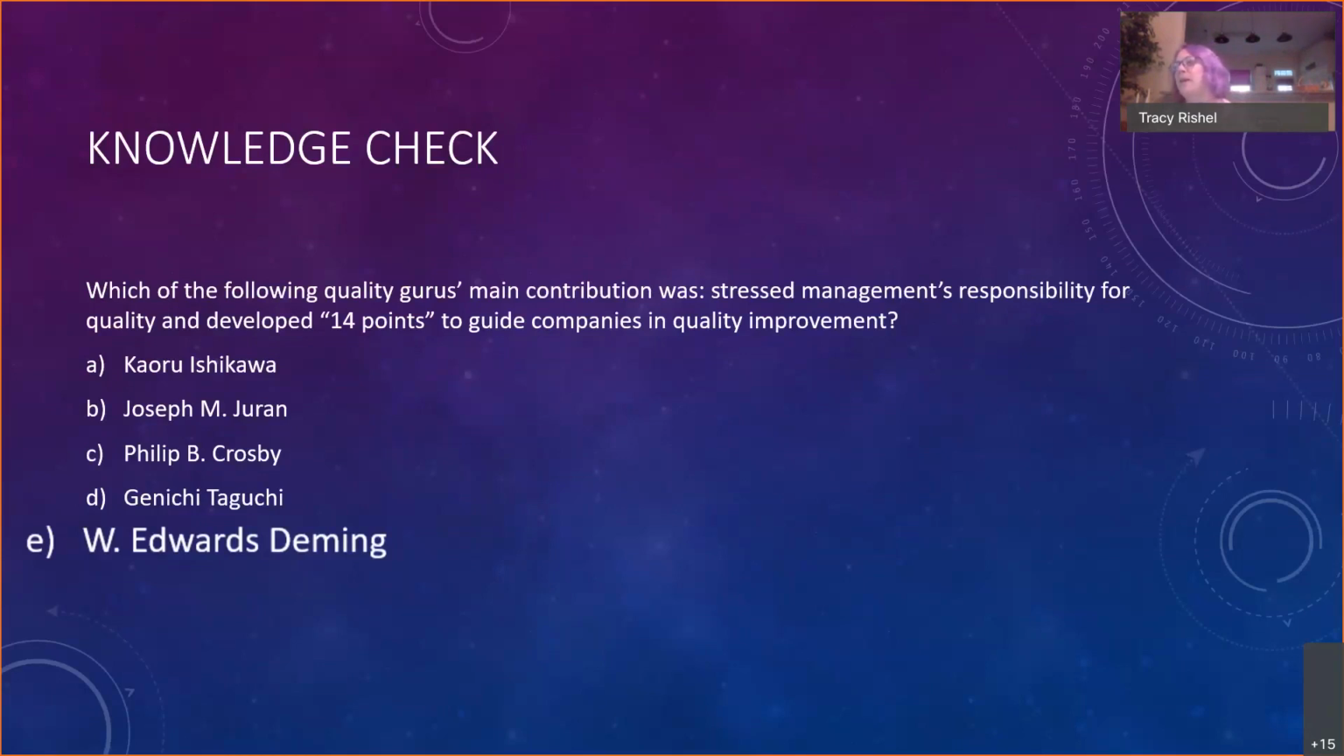I like math. I studied Taguchi's view on quality, and I have to say, unless you're an engineer, I don't recommend that you try to replicate what he does with quality. But he does have important things on producing things for society. Society adds to the quality or determines the quality. All right, let's go to the next knowledge check.